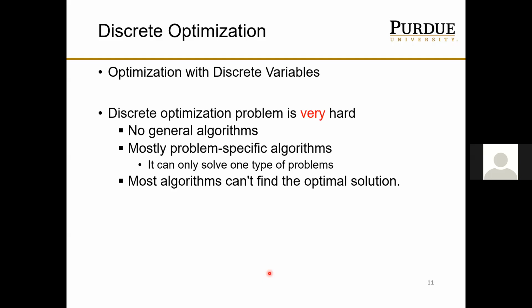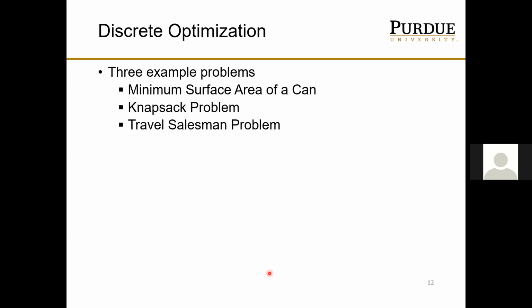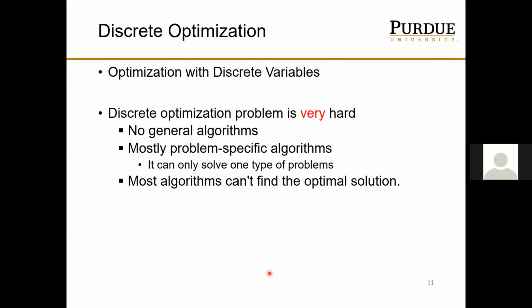The reason, I think, is that you can have millions of different combinations for the integers, right? It's hard to evaluate all the possible solutions. And also there's no way to use a gradient or some other information. So that's the key reason why this is so hard.